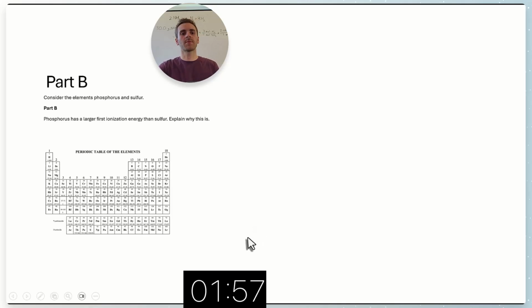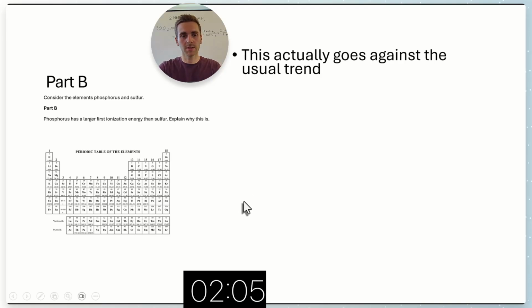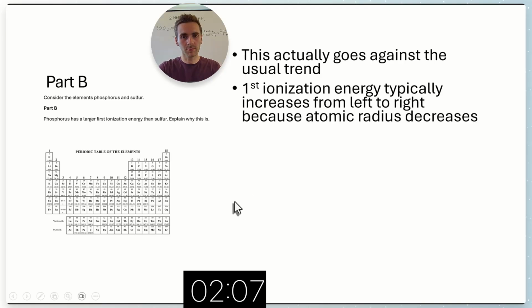So part B: phosphorus has a larger first ionization energy than sulfur. Explain why this is. So this is actually opposite of the typical trend. Typically, ionization energy increases as we go from left to right, meaning sulfur would have a larger first ionization energy. That typically happens because atomic radius decreases, and a smaller atomic radius means that the electrons are closer to the nucleus and require more energy to be removed.